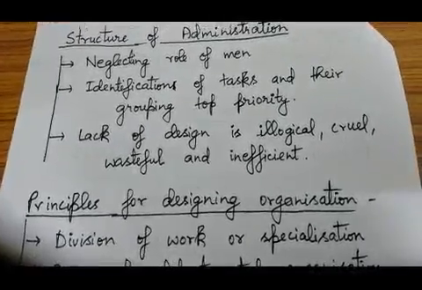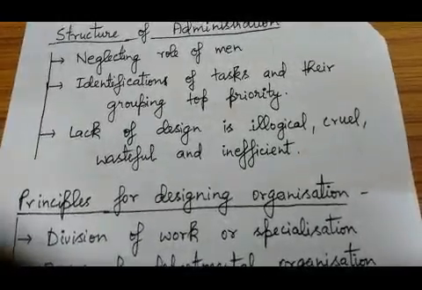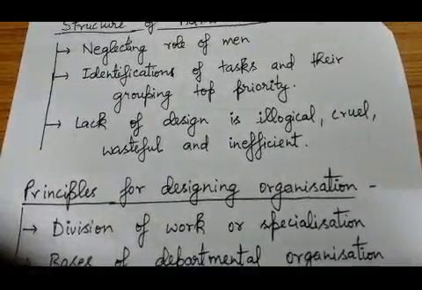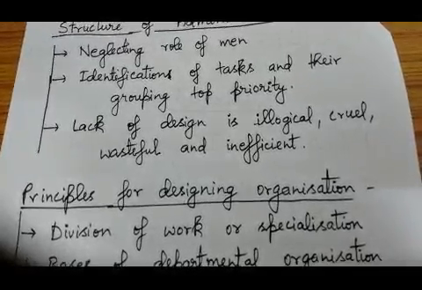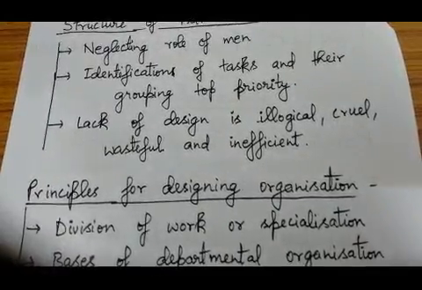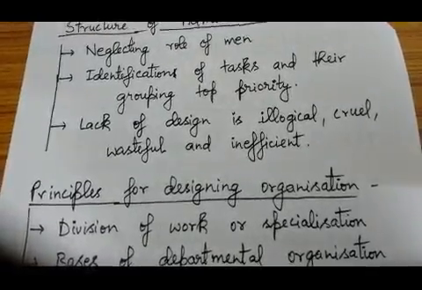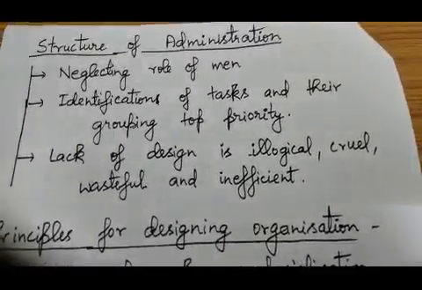Then identification of tasks and their grouping is the top priority. As we will see later, they also discuss concepts like division of work, specialization, centralization, hierarchy. Everything is similar to Henri Fayol's and F.W. Taylor's. They have taken their concepts and rewritten them in a different format. So there is not much difference between classical theory and scientific management.